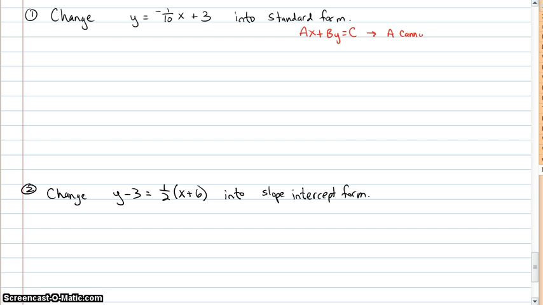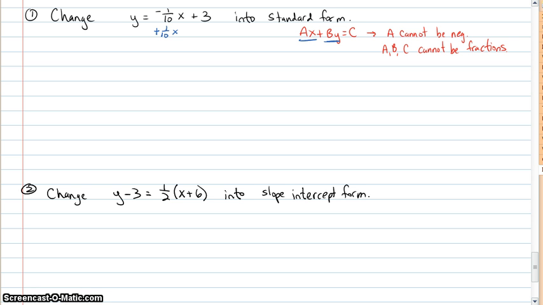A cannot be negative, and A, B, and C cannot be fractions. Standard form is the only form with those restrictions. Okay, so if I want to first take care of the A cannot be negative, first of all, I recognize that the x's and the y's are on the same side of the equation. Now, it doesn't matter if they're on the left-hand side or the right-hand side, they just need to be on the same side. I'm going to take care of that first.